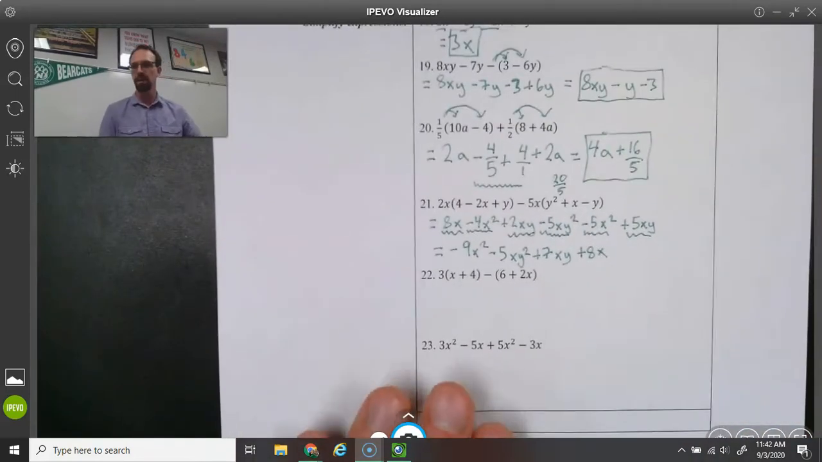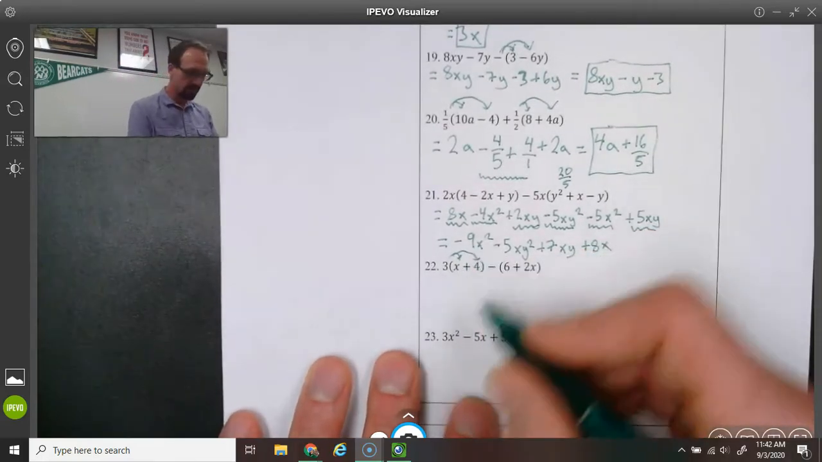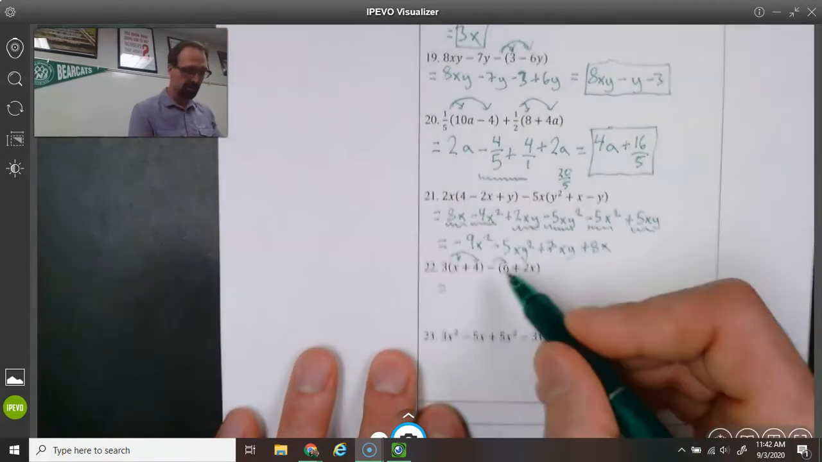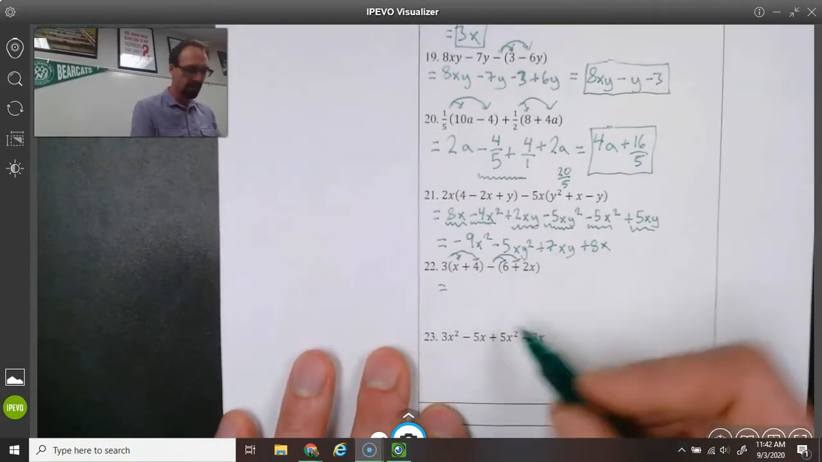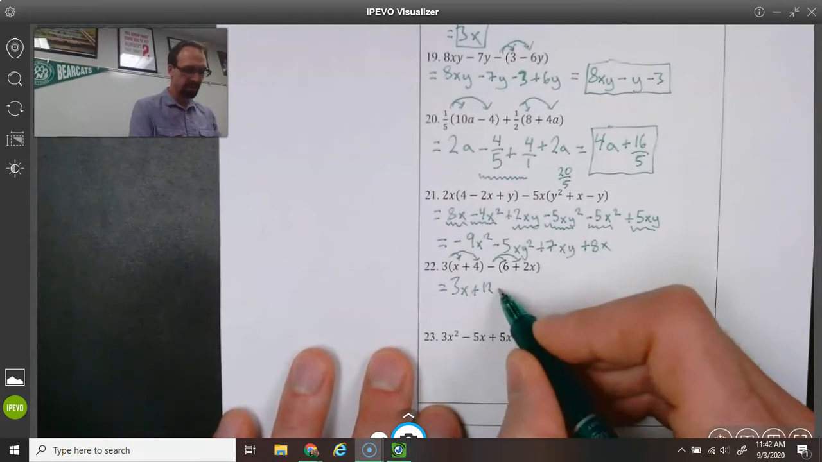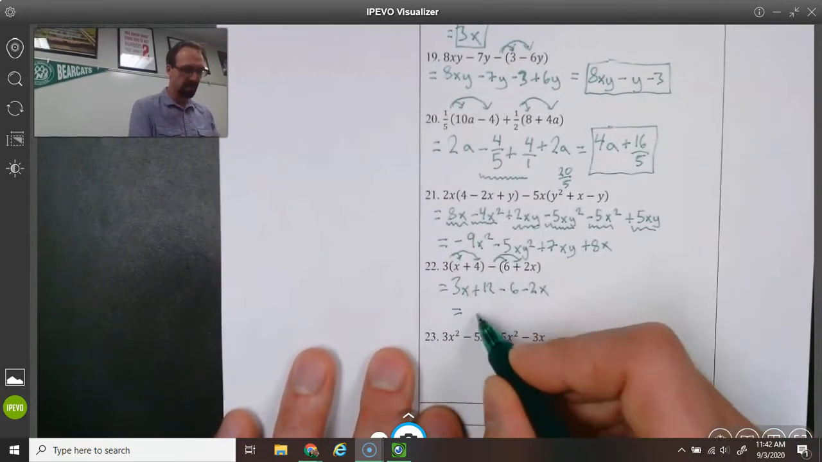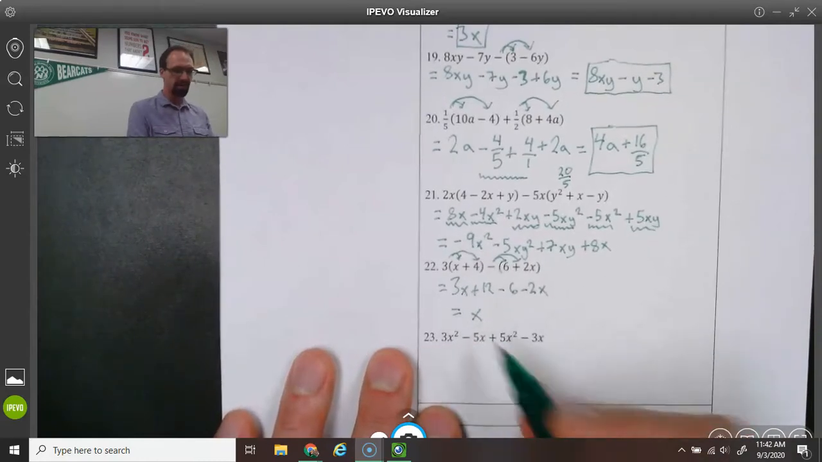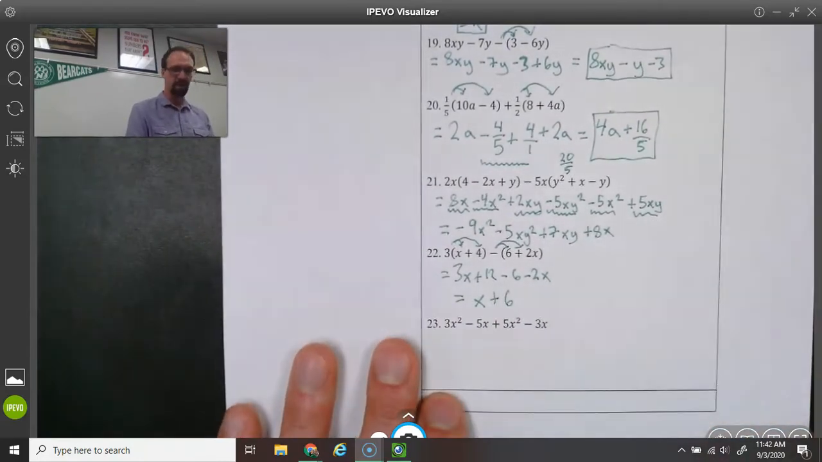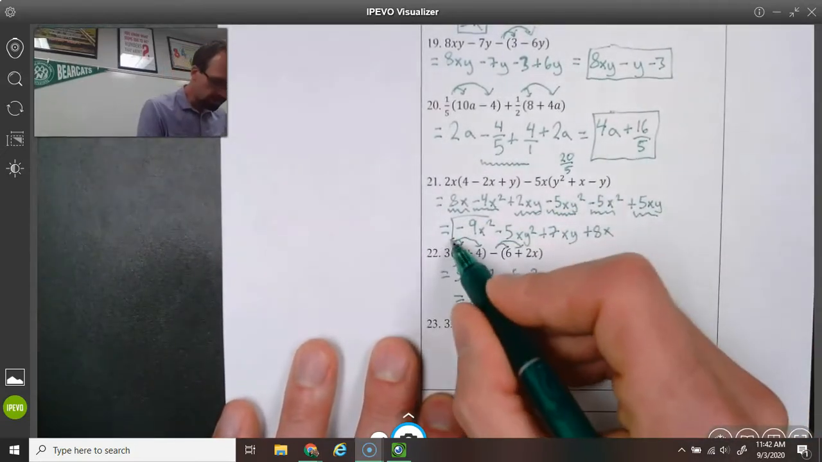Next, I'm distributing 3 times x, and 3 times 4, and also negative 6, don't forget the negative distributing, we talked about that earlier, and then with 2x as well. So that gives me 3x plus 12, and then opposite, so minus 6, then opposite of that, minus 2x. Combining these together, 3x minus 2x is x, 12 minus 6 is positive 6, so I get x plus 6. Oh, I apologize, I didn't box this one here.